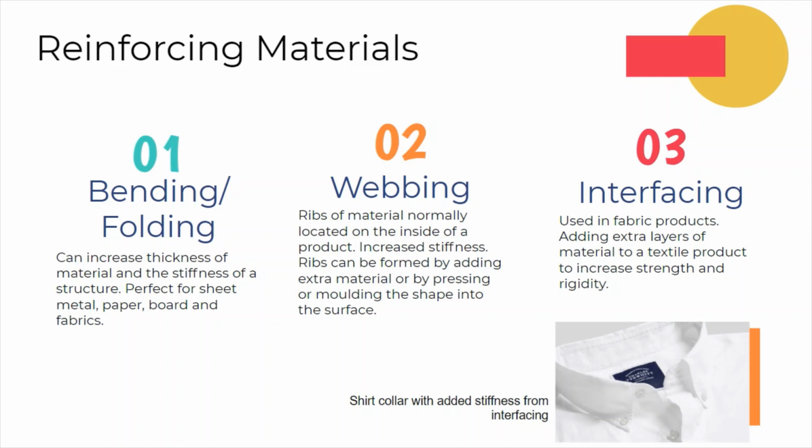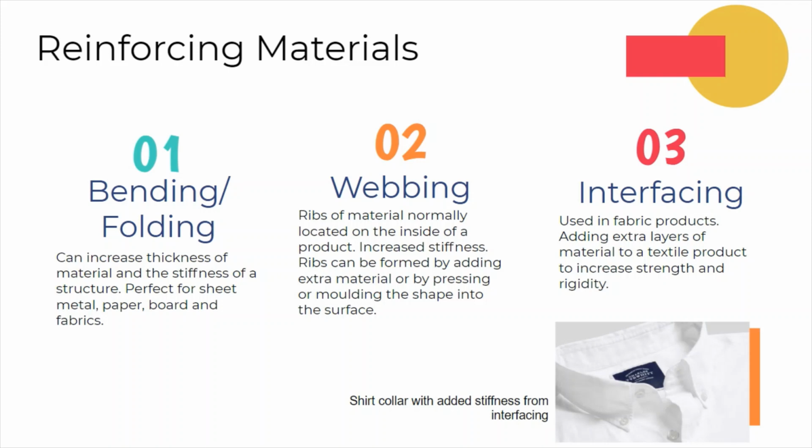Webbing is ribs of material normally located on the inside of a product. The ribs are long, raised pieces of material which increase the stiffness of the product. Ribs can be formed by adding extra material or by pressing or molding the shape into the surface.